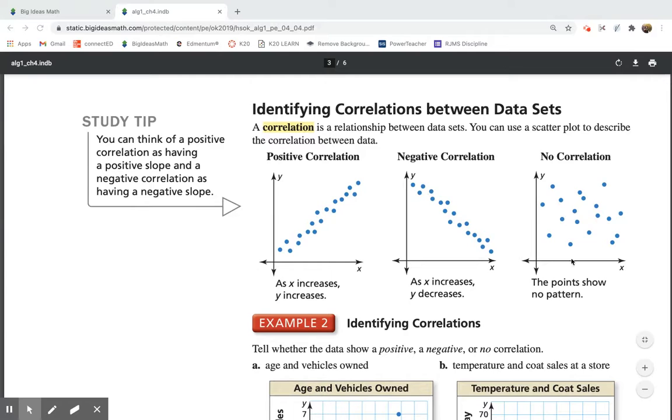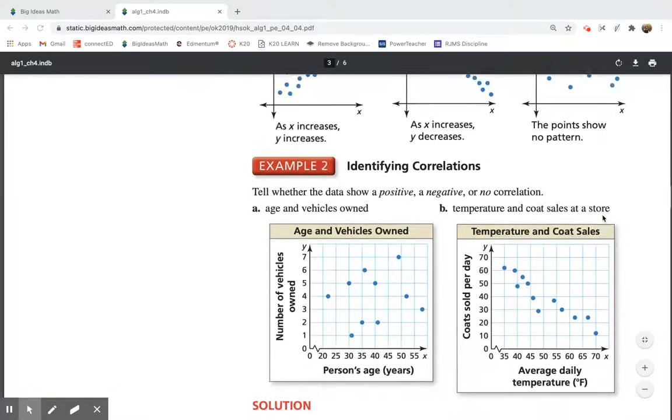And then this one, if you notice, the points are just super random. So there is no pattern, so that is called no correlation. So that's your 3 options to choose from: positive correlation, negative correlation, and no correlation.